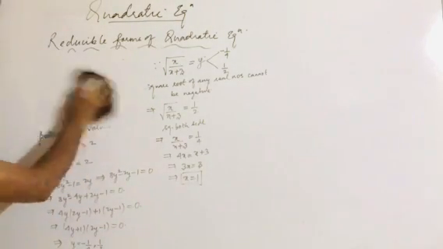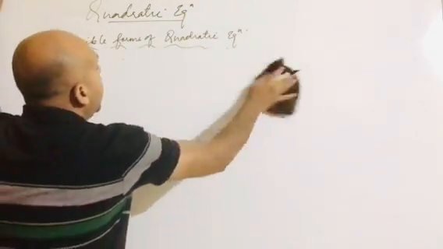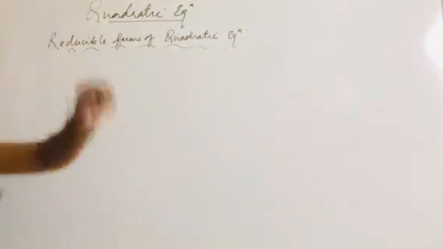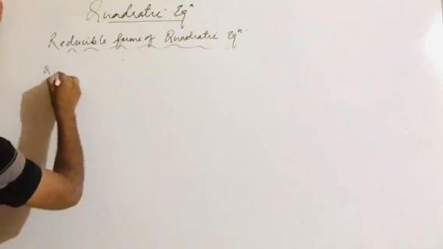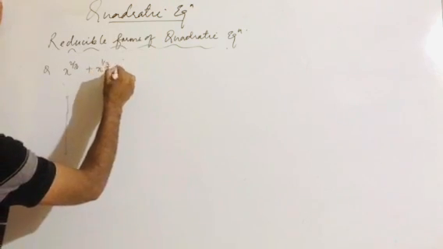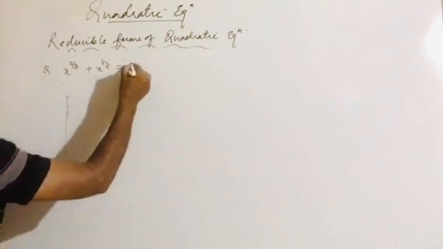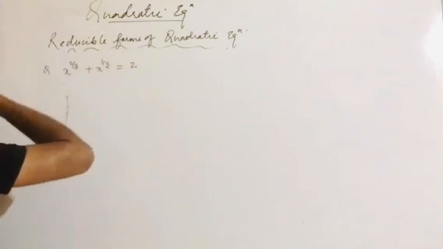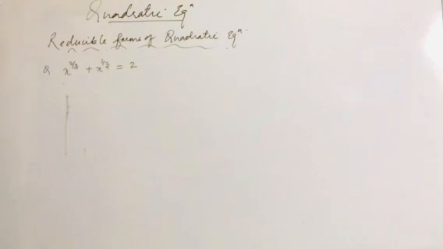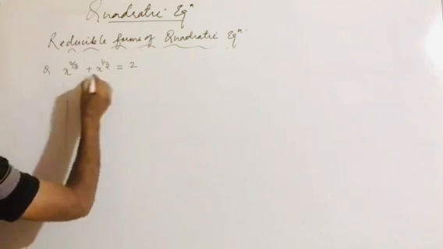Type number 4. In type number 4, I have told you that it will be in the form of indices. So let's solve one question here: x to the power 2 by 3 plus x to the power 1 by 3 is equal to 2. Here you have to find the lowest power of the indices. Here it is x^(2/3) and x^(1/3). So this is the least one.